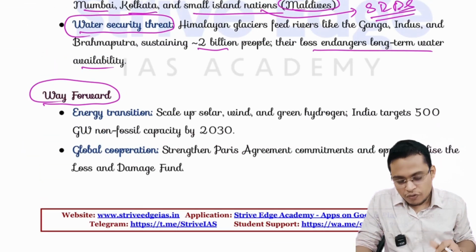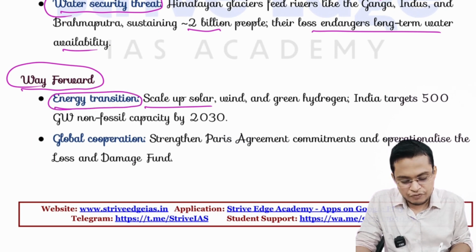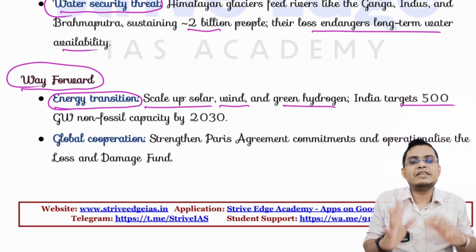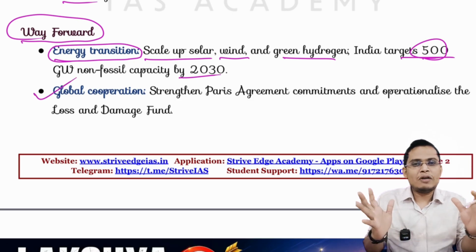So what are the ways forward we can do? We can do the energy transition. Scale up solar, wind and green hydrogen, so that we can achieve our target of 500 gigawatts by 2030.